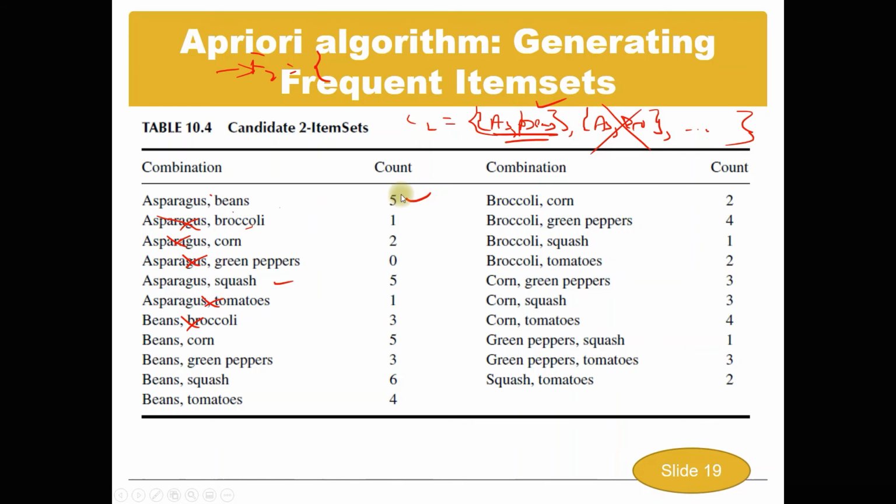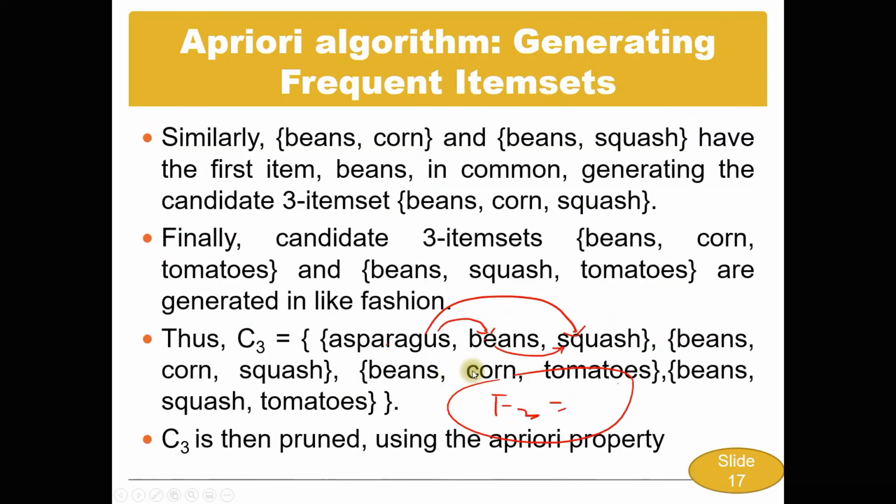Asparagus bean, it satisfies the threshold, no problem. We had bean squash, it satisfies the threshold, no problem. And then asparagus squash. Here we go, it satisfies the threshold. So in this example here, all of them satisfy the threshold.